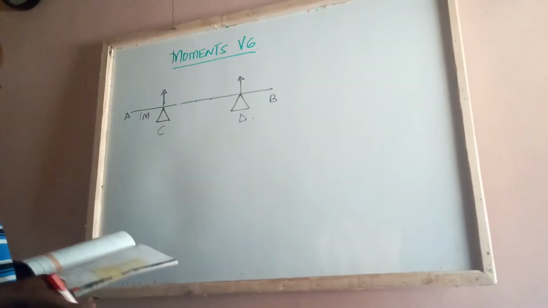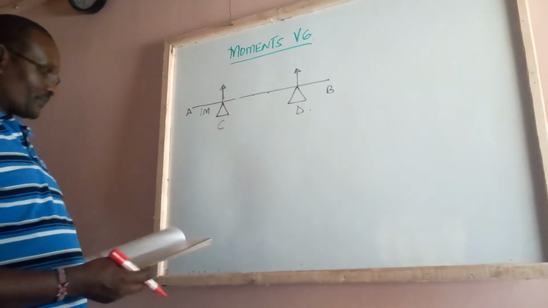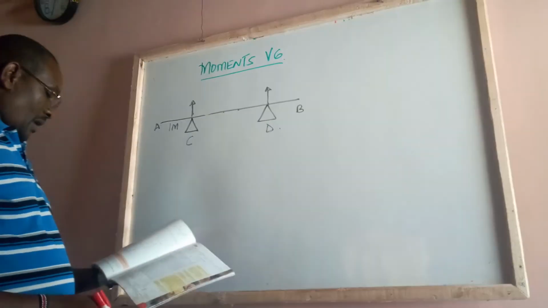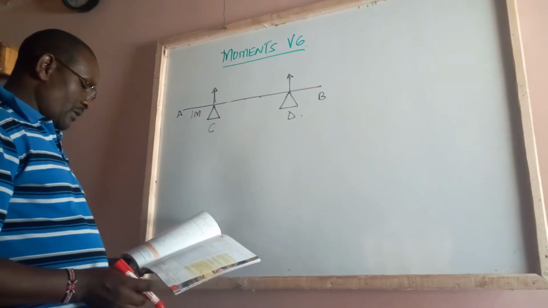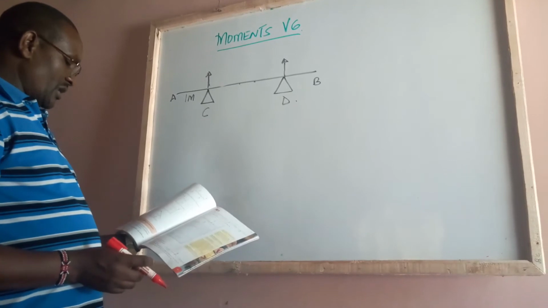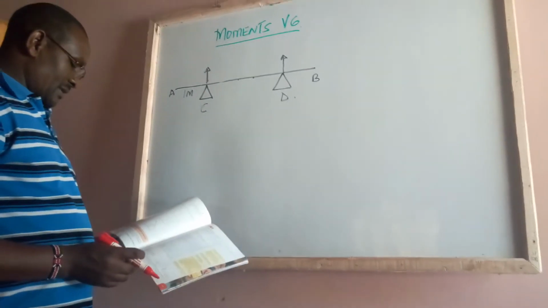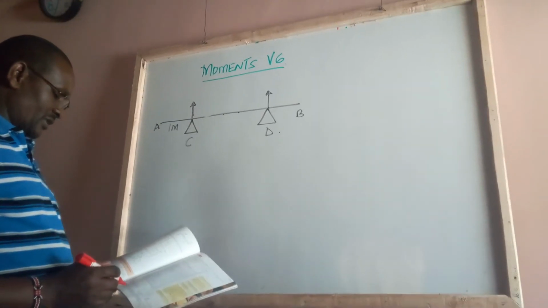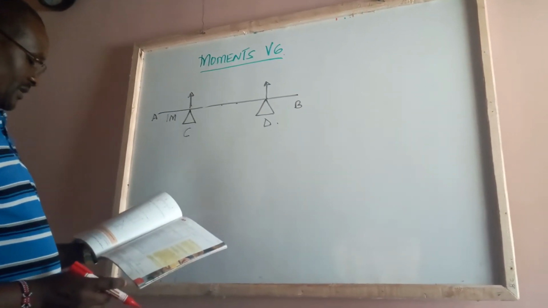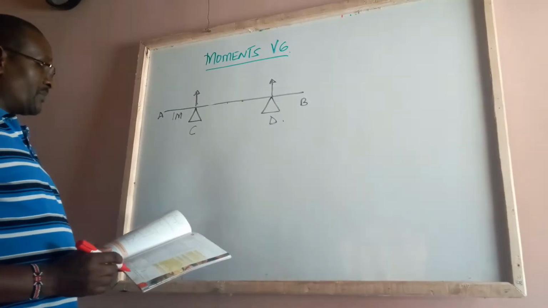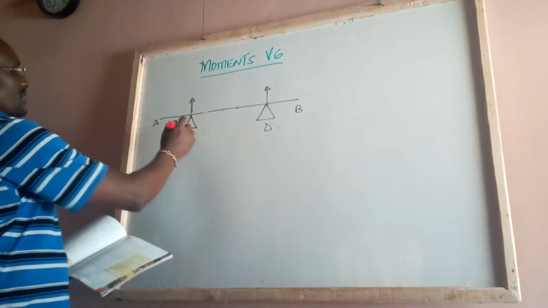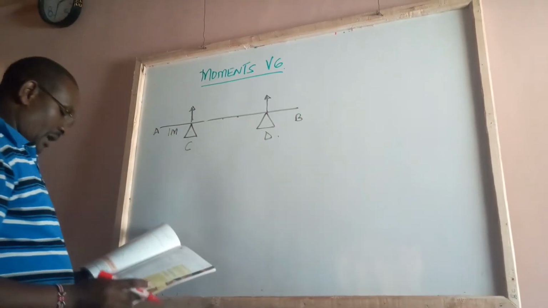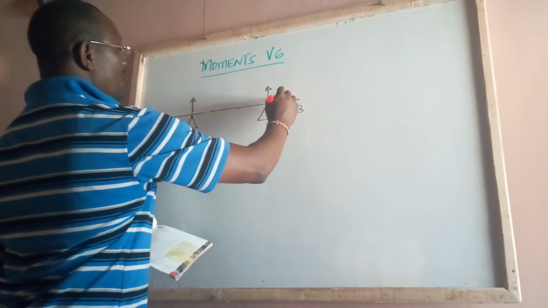Example 8 on page 123. A uniform beam AB of mass 40 kg and length 5 meters rests horizontally on supports at C and D, where AC is equal to DB, and both of them are equal to 1 meter.